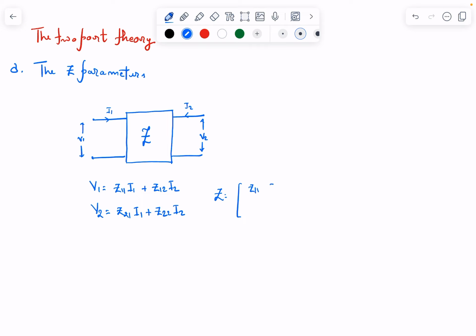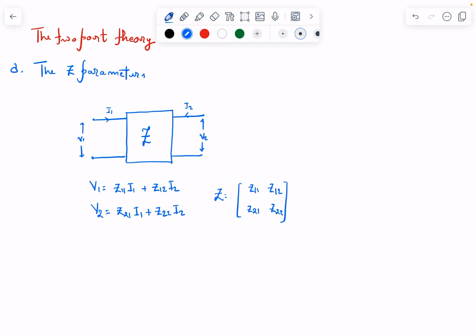So the Z matrix is given by Z11, Z12, Z21, Z22. This Z matrix is very helpful in determining whatever load needs to be attached to the right side of the Z block, so that maximum power is transferred to the load. This is also helpful in making equations simpler and also in determining the stability of a network.